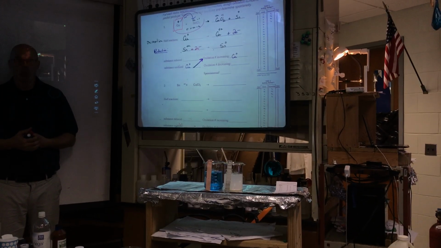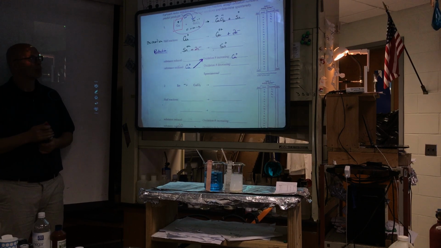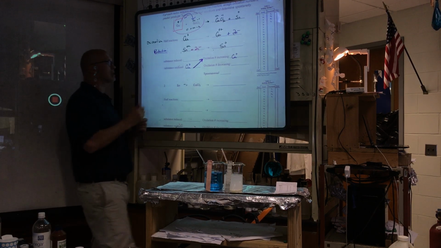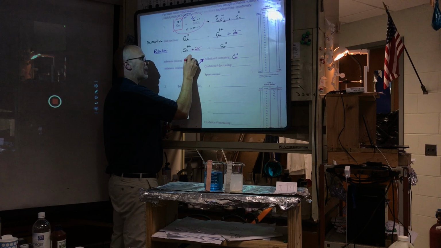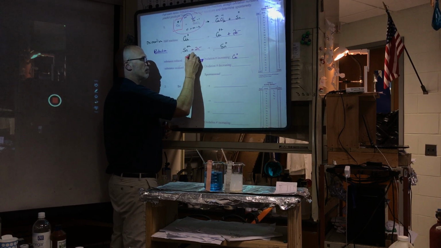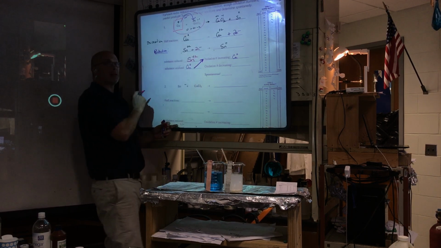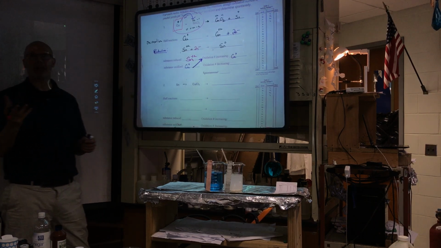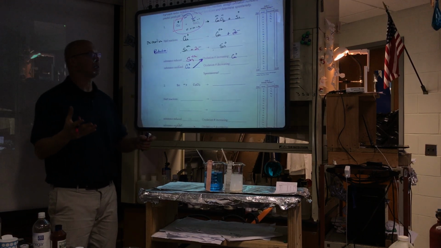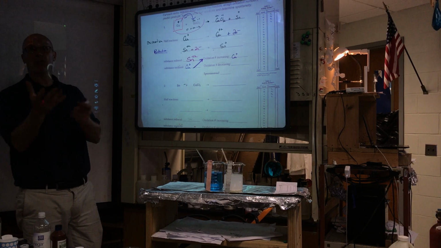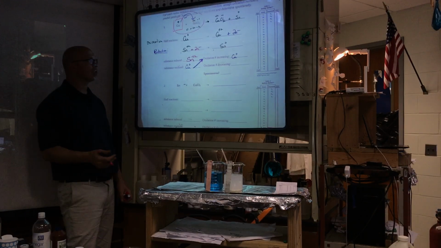Okay, now, who got reduced? Sn plus 2. Correct, Sn plus 2. It's the one that accepted it. You told me that the only way for it to get out of the tin chloride is that it has to go to 0. So you gave it electrons.